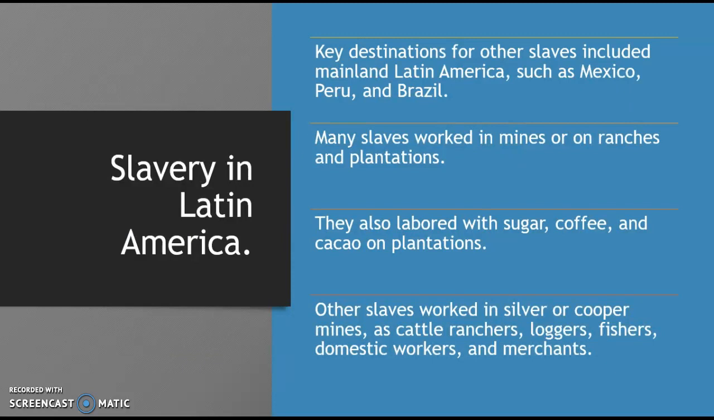So, slavery in Latin America. Key destinations for other slaves included mainland Latin America, such as Mexico, Peru, and Brazil. Many of these slaves worked in mines or on ranches and plantations. They also labored with sugar, coffee, and cocoa plants on plantations. That's basically chocolate: the chocolate beans in a candy bar were picked by slaves. Other slaves worked in silver or copper mines, as cattle ranchers, loggers, fishers, domestic workers, and merchants in Latin America.